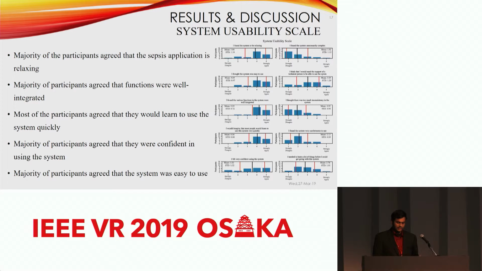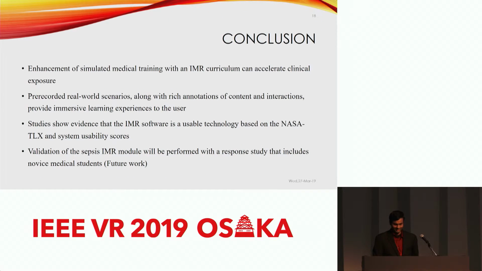And the second study was the system usability scale study. So here there were 10 different questions that we asked, and most of the participants actually agreed with the results. I think it will be better if the paper describes these in detail, so I will skip this for now and go to the conclusion directly.